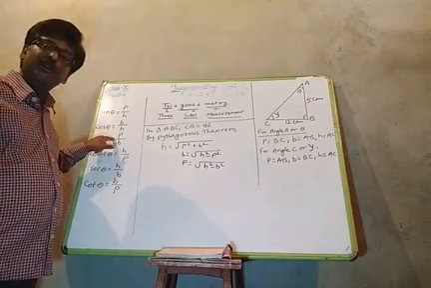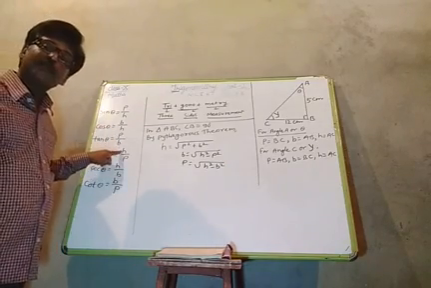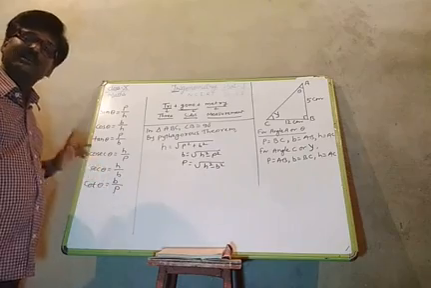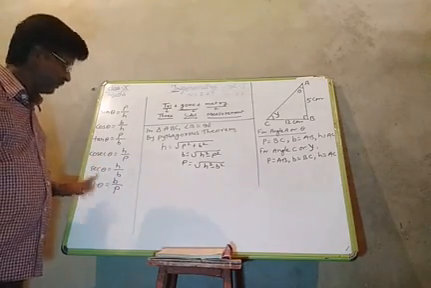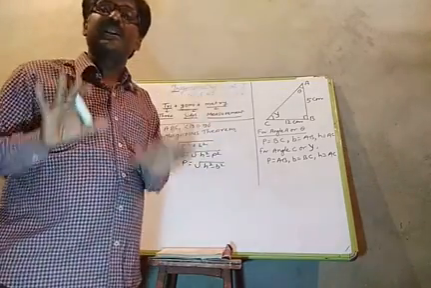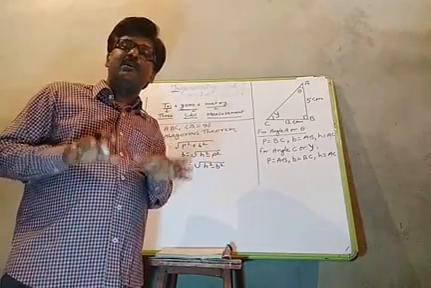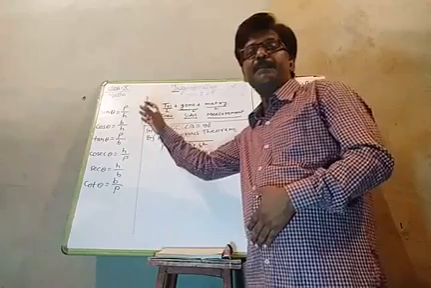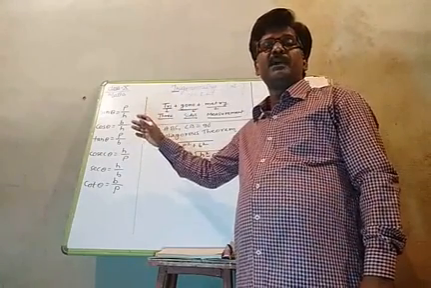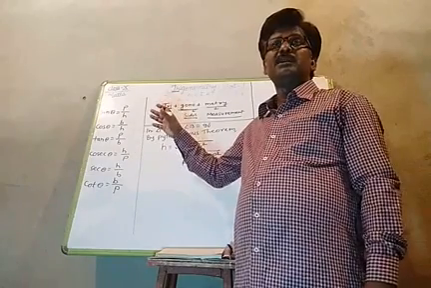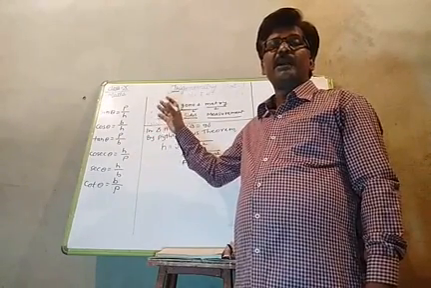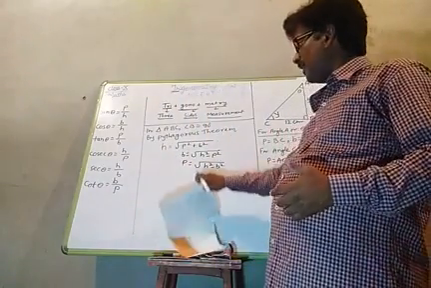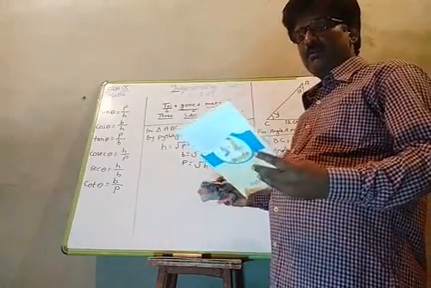The ratio of perpendicular to base is tan theta. The ratio of hypotenuse to perpendicular is cosec theta. The ratio of hypotenuse to base is sec theta. And the ratio of base to perpendicular is cot theta. So this way we can say there are 6 ratios: sin, cos, tan, cosec, sec and cot, in which sin is equal to P by H, cos is equal to B by H, tan is equal to P by B, cosec is equal to H by P, sec is equal to H by B, and cot is equal to B by P. Okay.